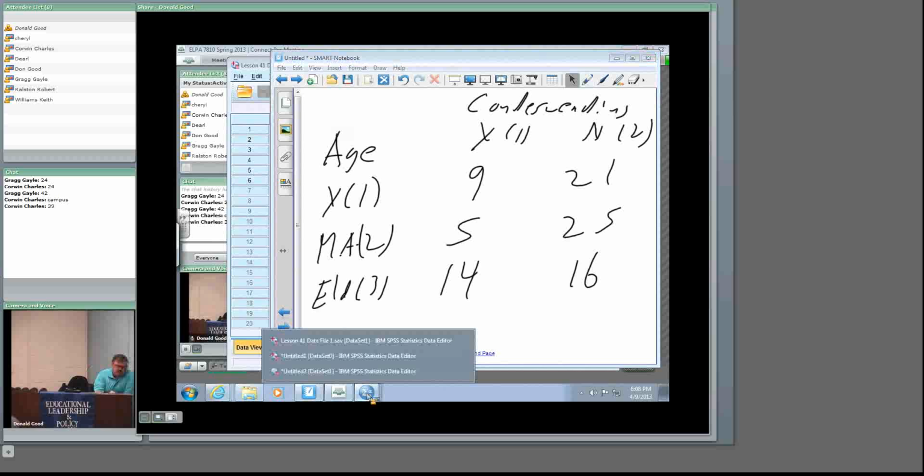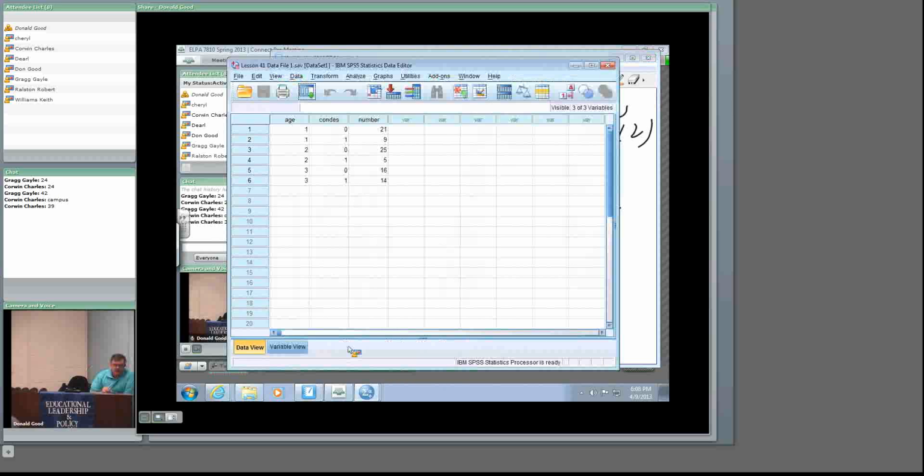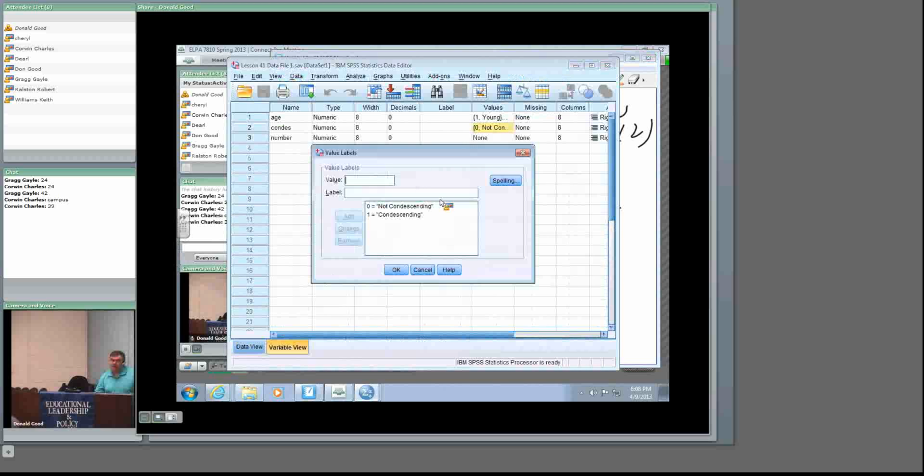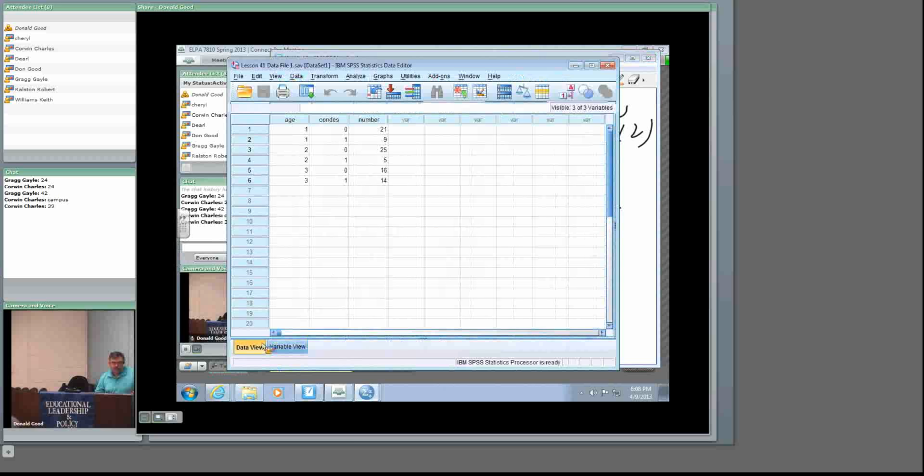to my SPSS document, and notice I've got 3 different ages, 1s, 2s, and 3s. They were either condescending or they were not. Actually, I used 0s and 1s here. Yes, 0 is not condescending, 1 is condescending. So you can label them however you want to. There's nothing magic about 1 being yes or 2 being no, as long as you know and enter the right kind of data. Again, 21 people treated the young person without condescension, 9 people treated the young person with condescension, and so on. These numbers are the same ones I put in the body of that table just now.